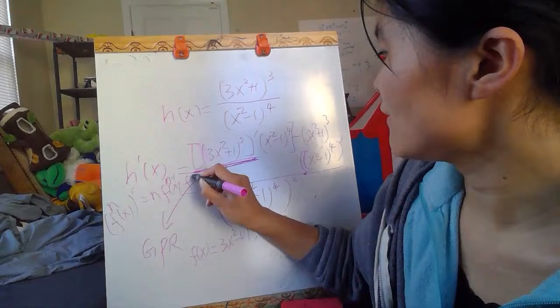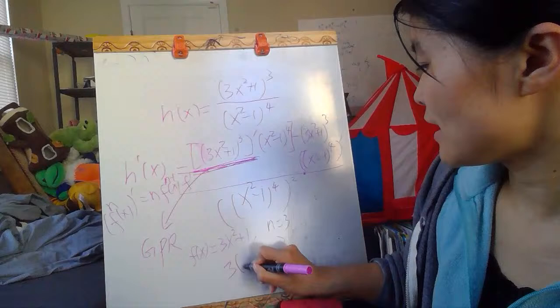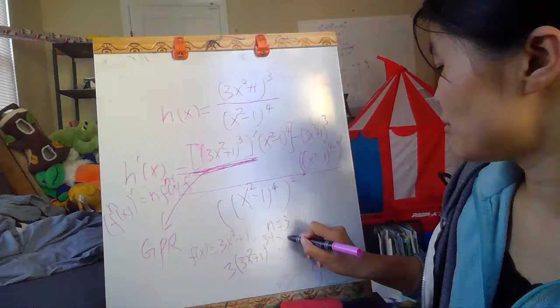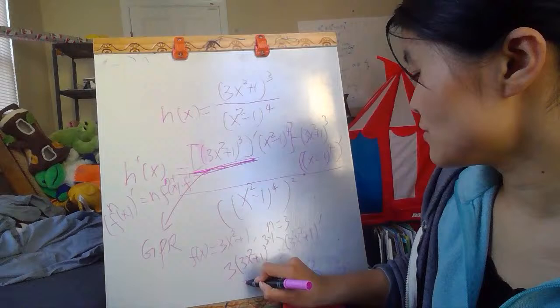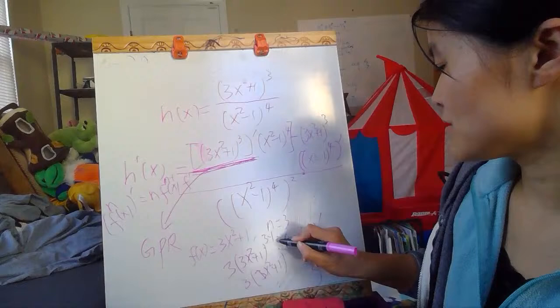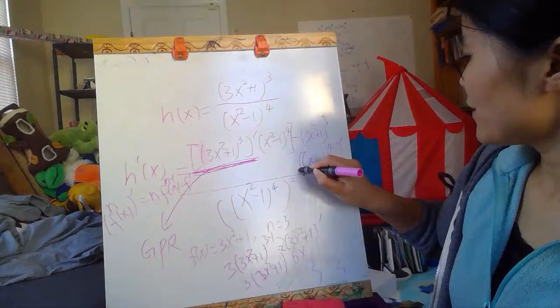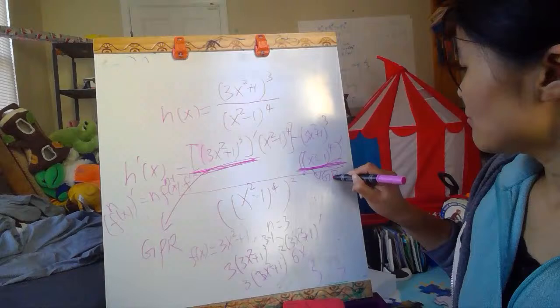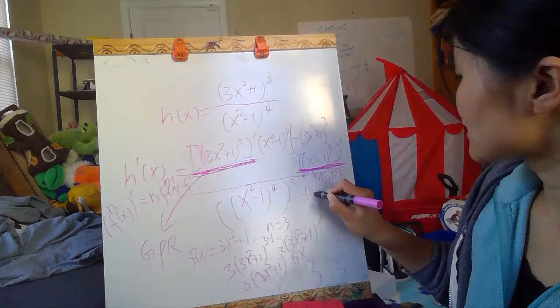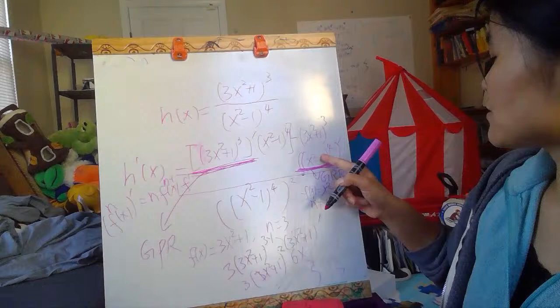So this part is 3 times 3x squared plus 1 to the 3 minus 1, then times f prime, which is 3x squared plus 1 prime. So this equals 3 times 3x squared plus 1 squared, and the derivative is 6x. So here we use the general rule. And now, here we have another derivative, the same thing. Here we also use the general power rule. Here, f of x is x squared minus 1, and n is 4, because it is x squared minus 1 to the fourth power.